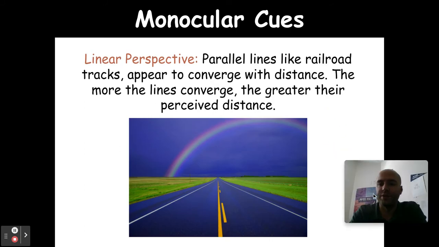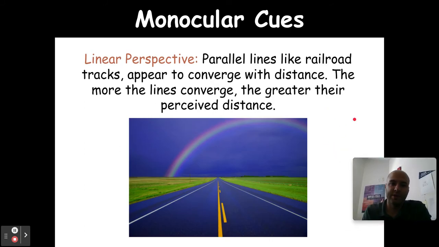Another monocular cue that some artists may be familiar with is something called linear perspective. This is when parallel lines like railroad tracks or lines on the road appear to converge with distance. If you ever look down a long straight road, it'll look like it slowly comes closer together and eventually disappears in the distance. The more the lines converge, the greater the perceived distance.